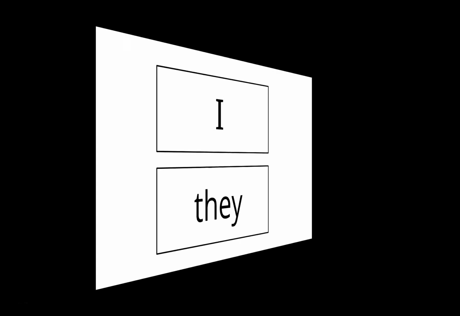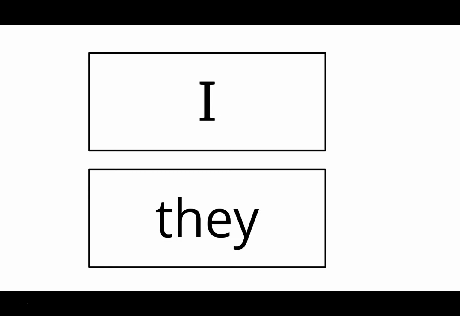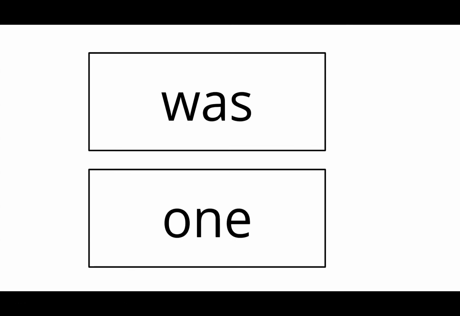Now we're going to work on some trick words. I will flash some trick words on the screen and give you a few seconds to read each word. I will then read the words again so that you can check yourself. Ready? Here we go. You, your. I, they. Was, one.